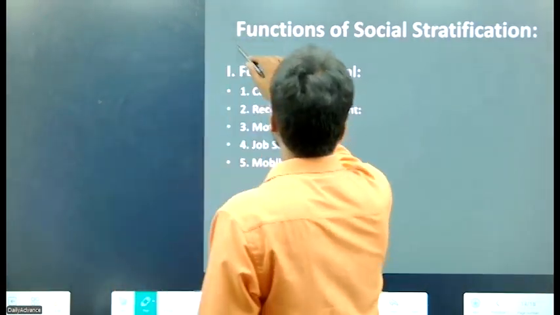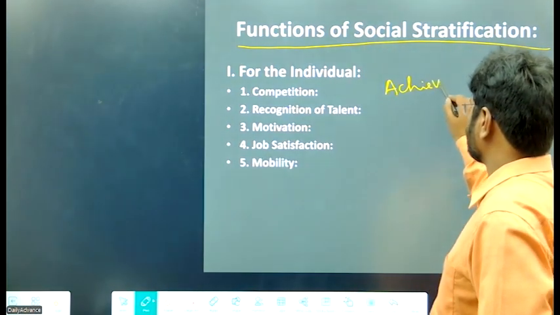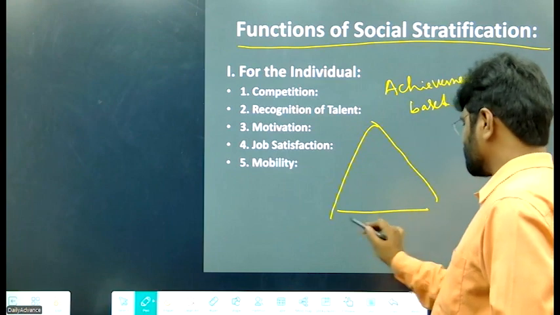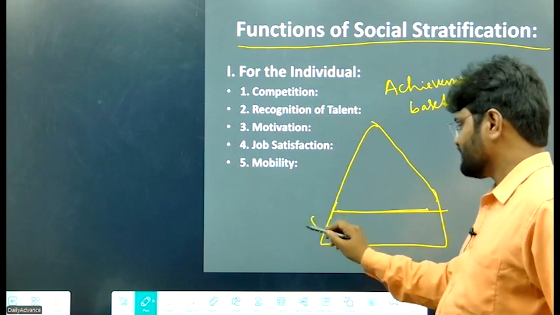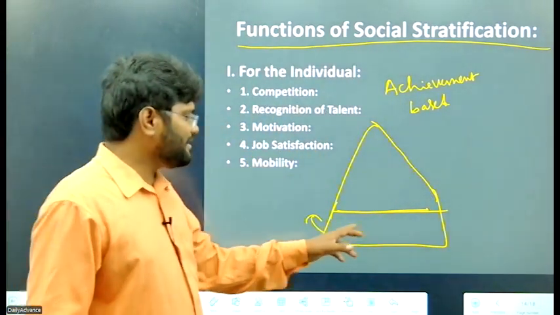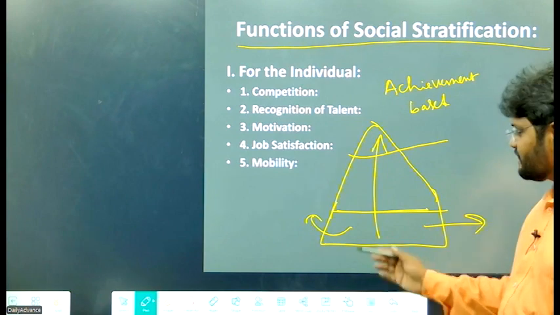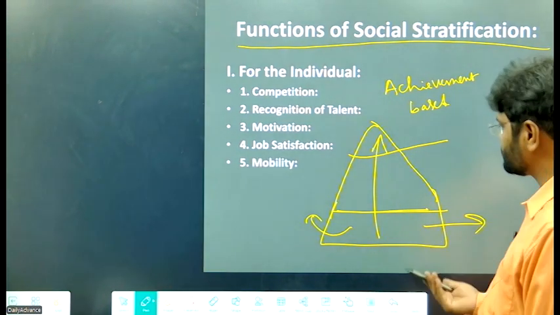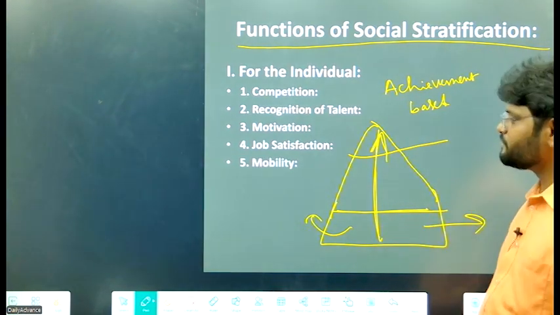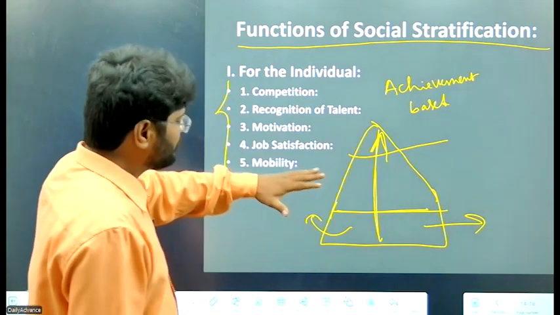Next we will see the functions of social stratification. If you go to achievement based stratification, if a person is born in a lower stratum, he receives very few privileges socially, economically, politically, and religiously. But by his own efforts, if he can rise to the top, then he will receive more privileges, status, rewards, and so on. In this kind of stratification, wherever mobility is allowed from lower to upper, that mobility is served.